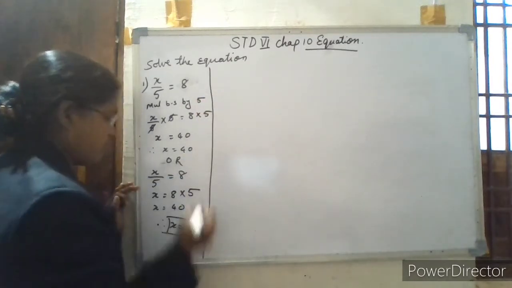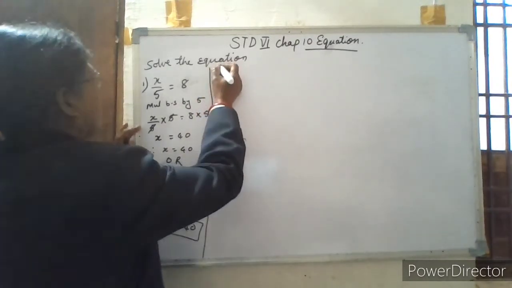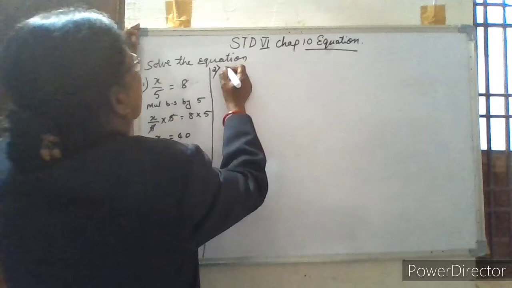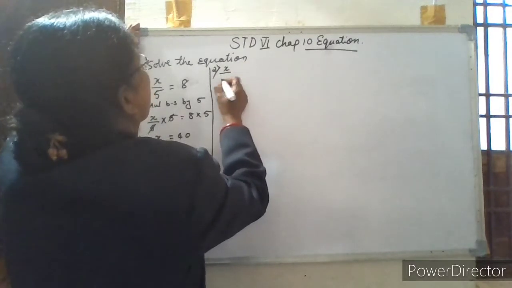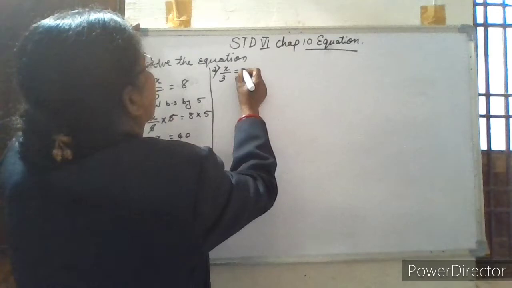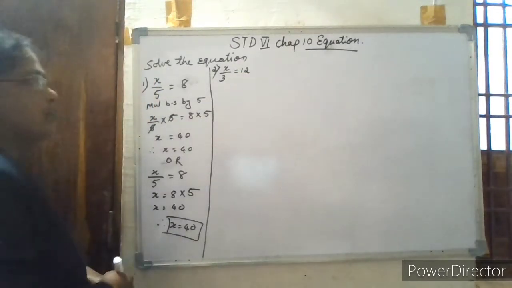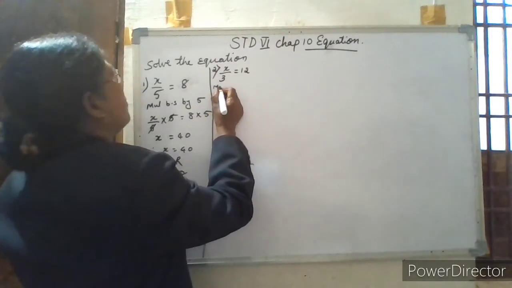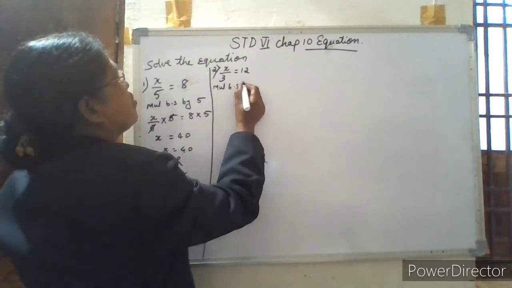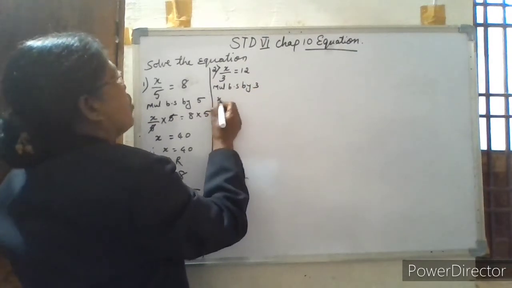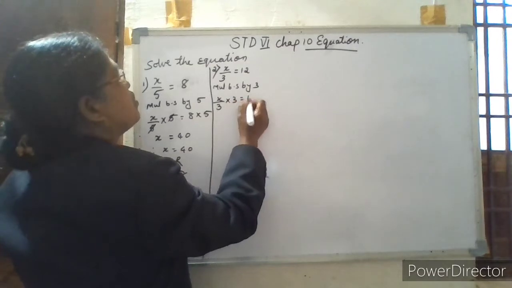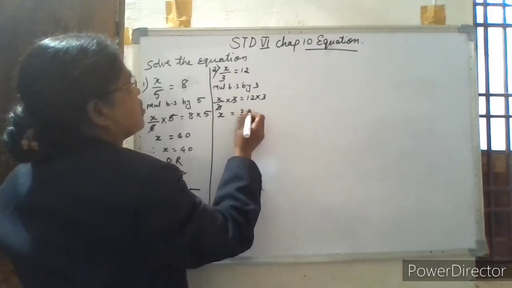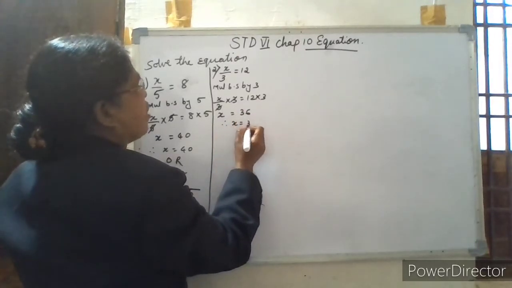Now, second one. x by 3 is equal to 12. So again, this 3 is the denominator. With that number we have to multiply both the sides by 3. So x by 3 multiplied by 3 equal to 12 into 3. 3 gets cancelled. Only x will remain. 12 threes are 36. Therefore, x is equal to 36.